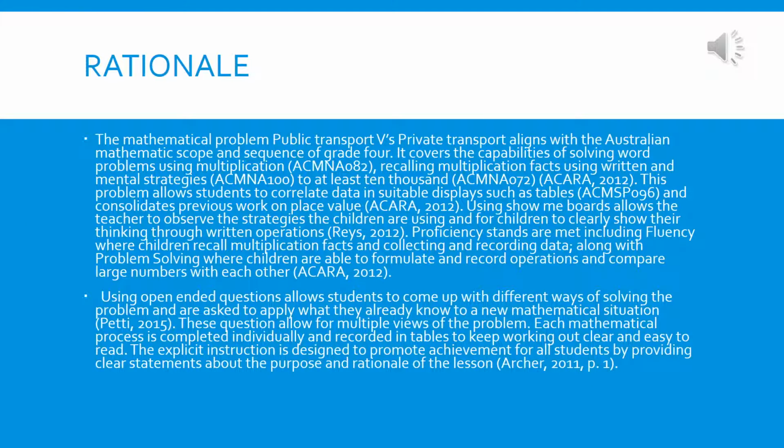The mathematical problem, public transport versus private transport, aligns with the Australian mathematical scope and sequence of Grade 4. It covers the capabilities of solving word problems using multiplication, recalling multiplication facts using written and mental strategies to at least 10,000. This problem allows students to correlate data in suitable displays such as tables and consolidates previous work on place value. Using show me boards allows the teacher to observe the strategies the children are using and for children to clearly show their thinking through written operations.